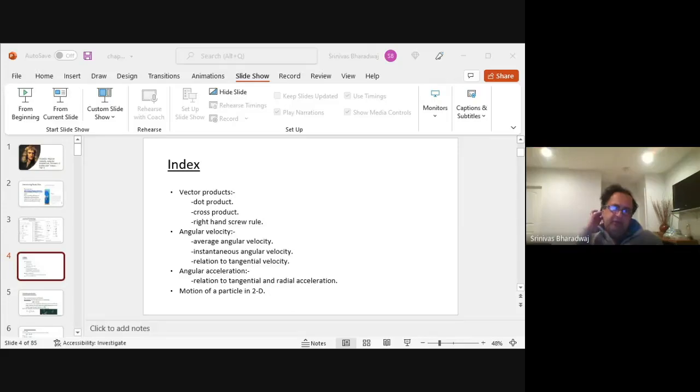So the properties of the dot product: A dot B equals B dot A, and A dot A is A squared. The dot product of two vectors produces a scalar. If A equals AxI plus AyJ plus AzK, and B equals BxI plus ByJ plus BzK, then A dot B is AxBx plus AyBy plus AzBz.